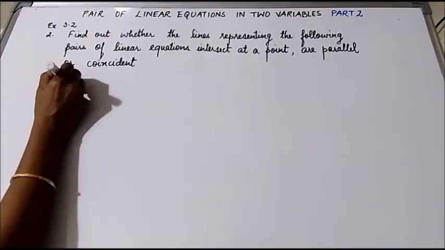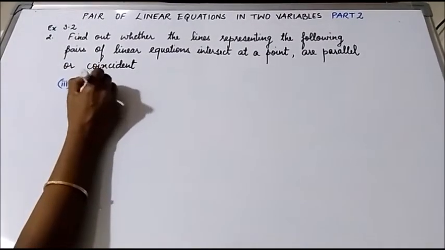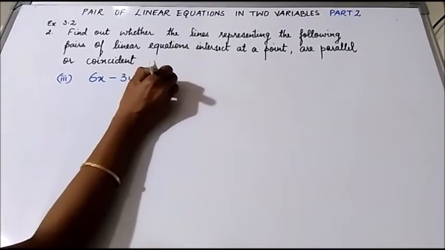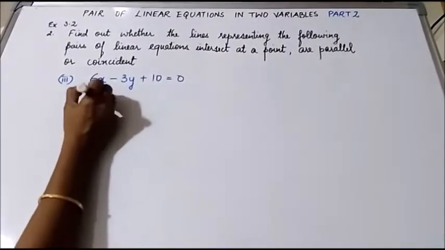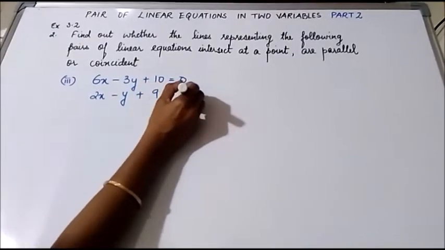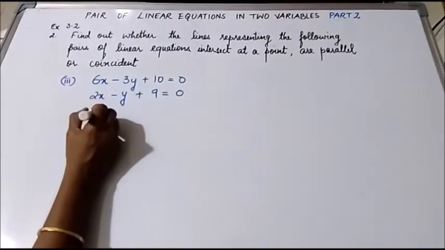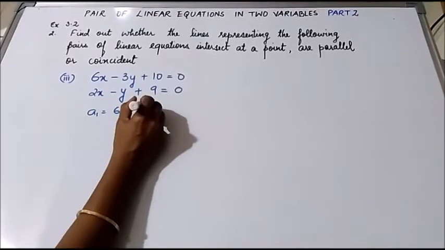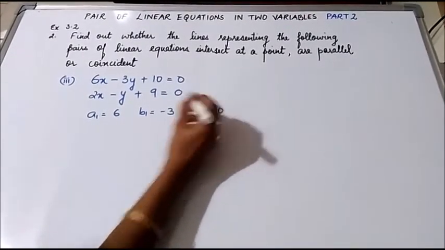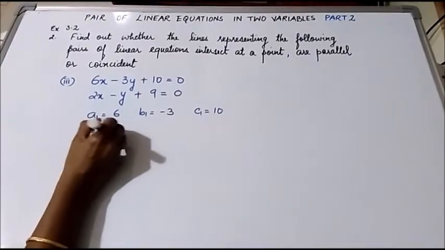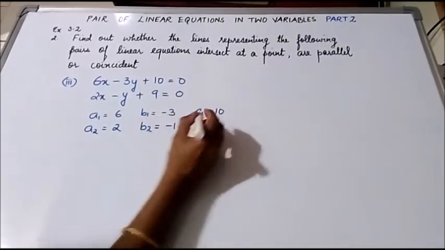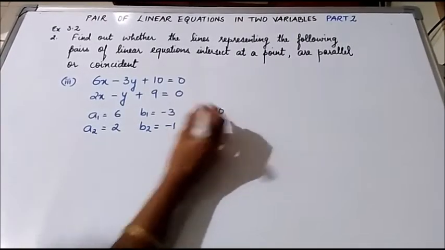Now the third question here is, the first equation is 6x minus 3y plus 10 equal to 0, and 2x minus y plus 9 equal to 0. Both the equations are written in standard form. A1 is equal to 6, B1 is equal to minus 3 and C1 is equal to 10. A2 is equal to 2, B2 is equal to minus 1 and C2 is equal to 9.